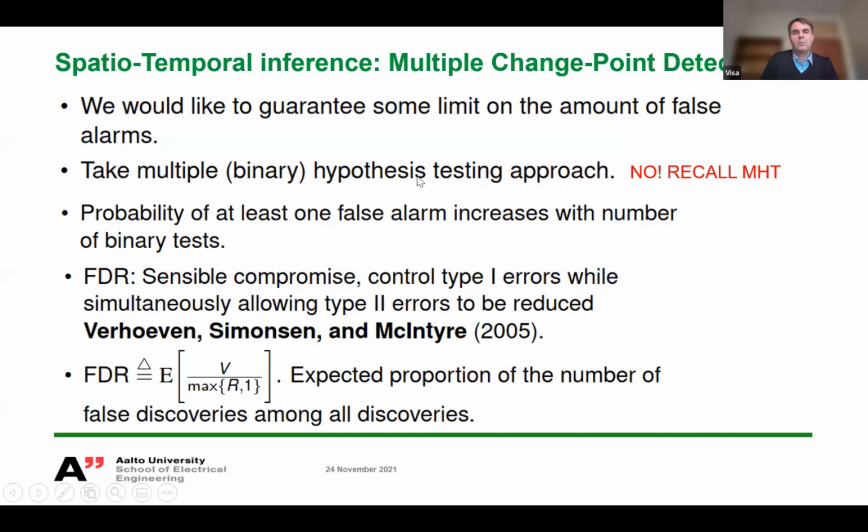Of course, again, you could think of doing multiple binary hypothesis testing and using that, but I hope I managed to convince you with the multiple hypothesis testing ideas earlier that it's not the way to go, because the probability of getting at least one false alarm will increase very rapidly as the number of tests grows. So we'll consider the false discovery rate concept for controlling the false alarms in this context.